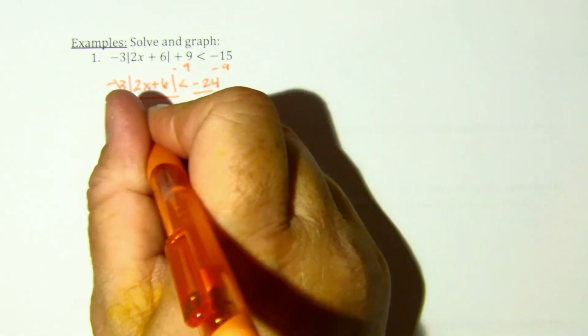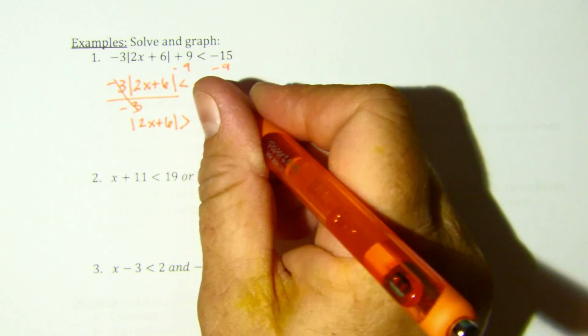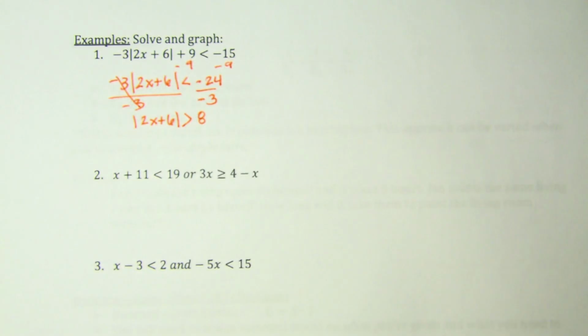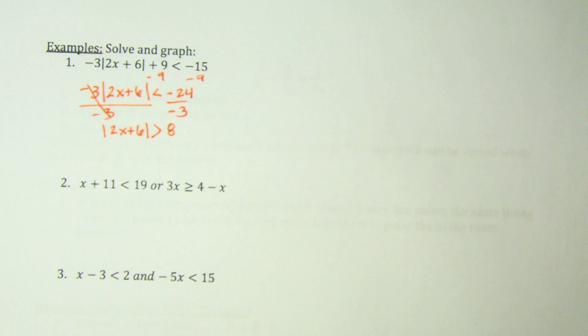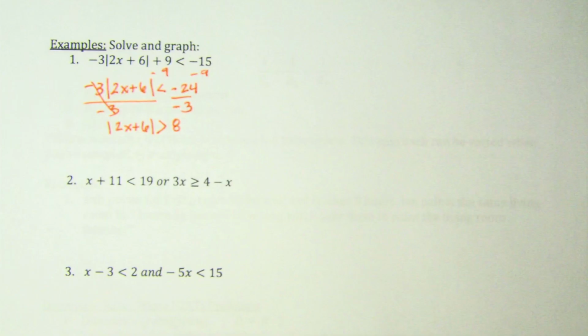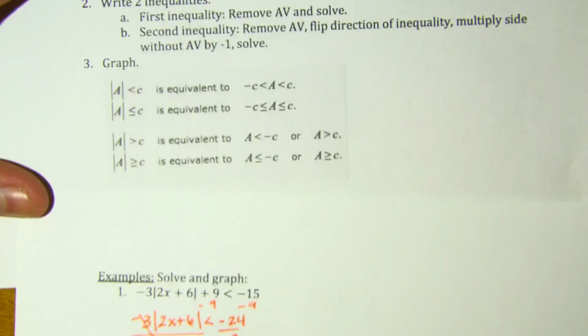And I'll have the absolute value of 2x plus 6. And then I'll flip the direction of my inequality. A negative divided by a negative is a positive. 24 divided by 3 is 8. So now that my absolute value is by itself, I can go ahead and write my 2 inequalities here. And then I can follow those rules that we just talked about. Actually, let's see if I can fit both of these together here, just so you can reference them.